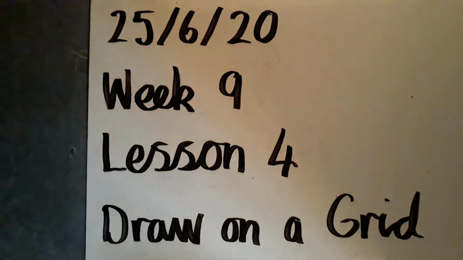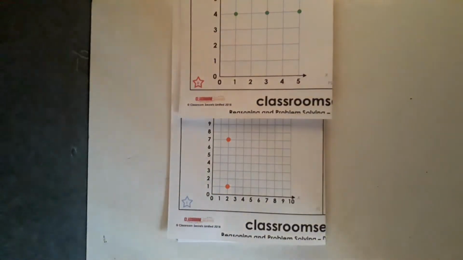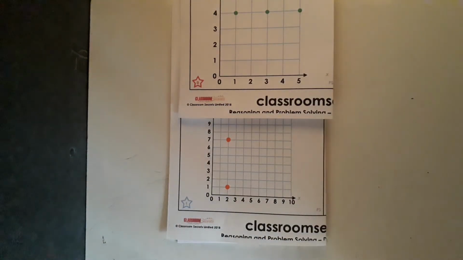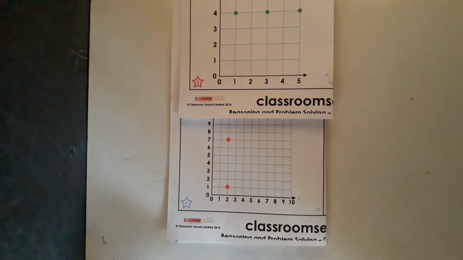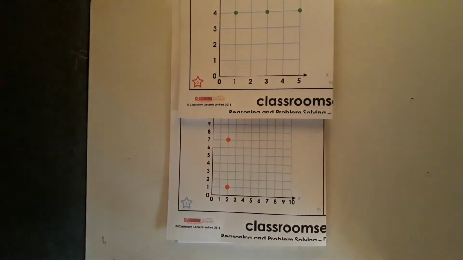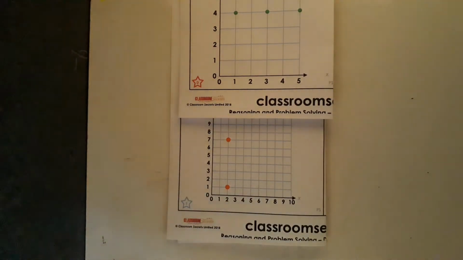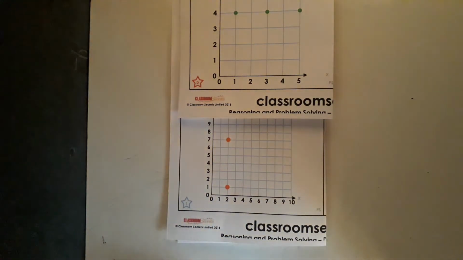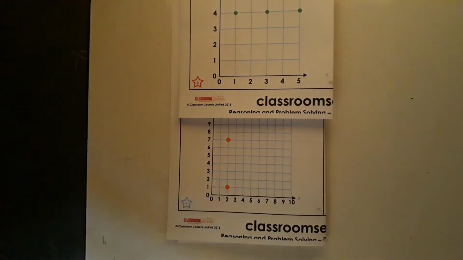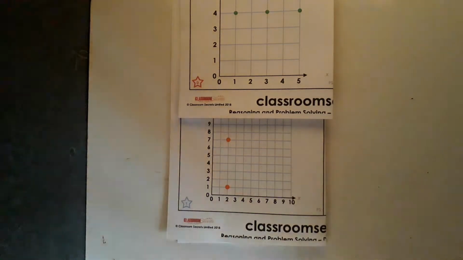Draw on a grid. So today I'd like you to choose whether you want to do developing and expected or expected and greater depth. We're just going to have a quick run through developing and expected, and if you're going on to greater depth, then the questions will be the same in nature, just a little more complex. And of course, if you want to do all three sheets, that's fine.